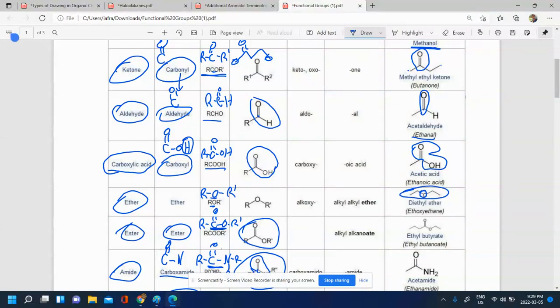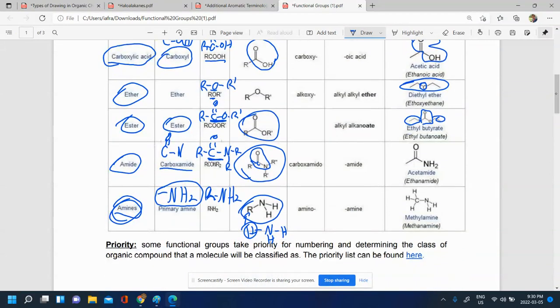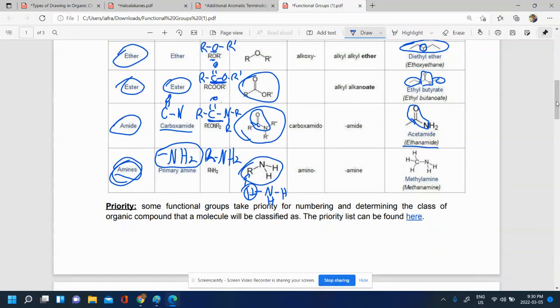Over here we can see the ether functional group that makes this whole molecule over here an ether, ethoxyethane. Here we can see the ester functional group. So this is connecting the two carbon chains, and so we have ethyl butanoate, and we'll learn how to name those later on. Over here we can see the carboxamide functional group, the carbon, the N there, double bond O, making this an amide, so ethanamide. And then over here we can see simply the N, no C double bond O anywhere, and so this makes this an amine, and that's methanamine.